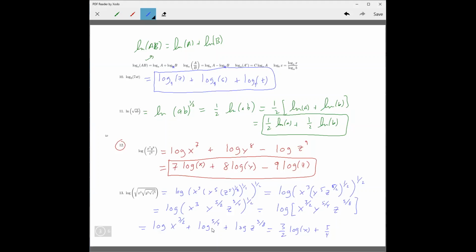Wait, I lost the y. And then plus, and then pull the 5/8 down. Okay, and there we go. So that's number 13, right? That's number 13. So let's go on to number 14.